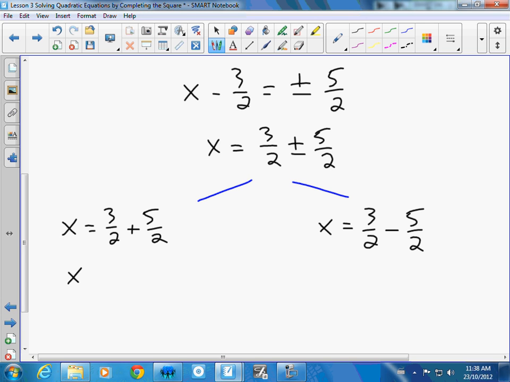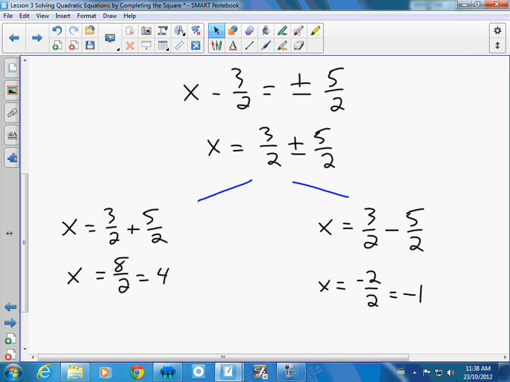8 over 2, which equals 4. What's 3 over 2 minus 5 over 2? X equals negative 2 over 2, which is negative 1. Well, those are really nice answers, aren't they? For having to deal with fractions, are those really nice answers? Nope. But here's the thing. Could there be an easier way to do this question?